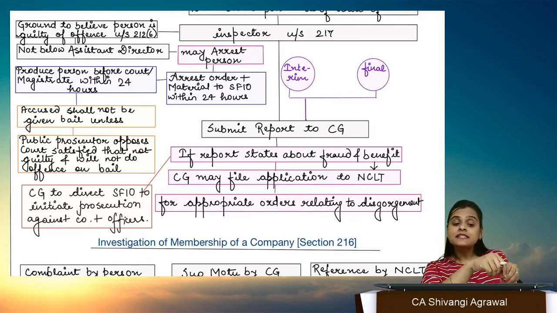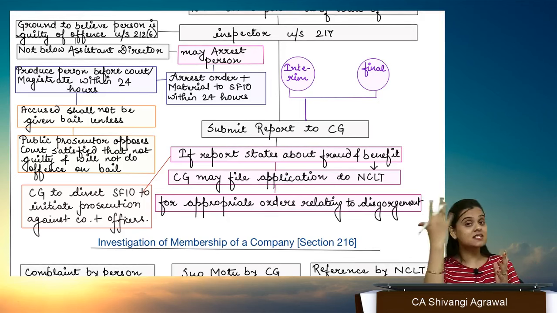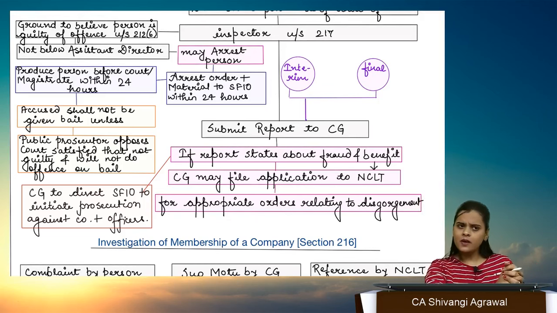So the offenses under this section are cognizable. That means people can be arrested even without warrant. However, not anyone can go and arrest them. Someone not below the assistant director, that is assistant director, additional director and director. On these orders only, arrest can take place.